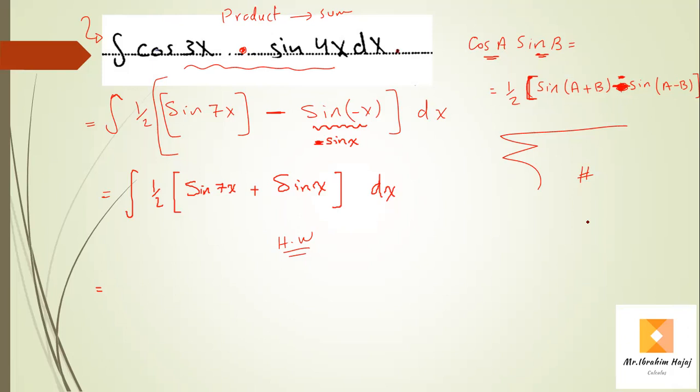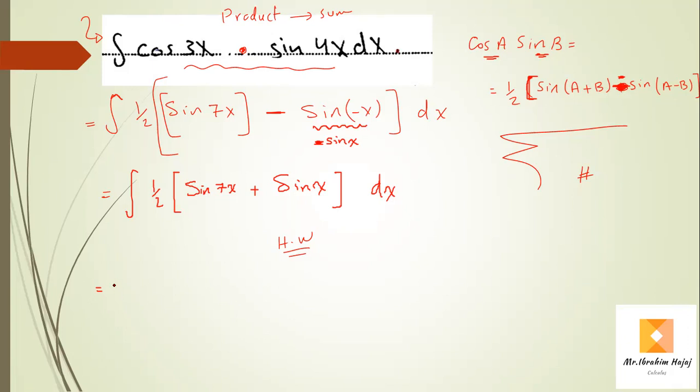It's a product to sum. But focus: is it cosine sine or sine cosine? Cosine first is different from when sine is first. Yeah, in Google we can write product to sum. Product to sum: cosine A sin B equals half sin A plus B minus sin A minus B. Yes, as we wrote here.